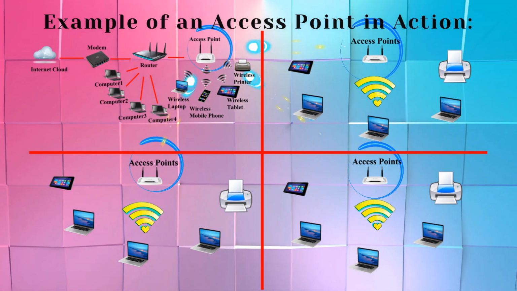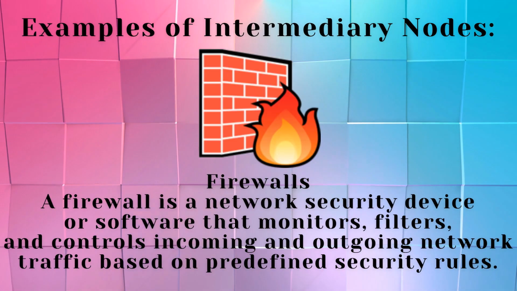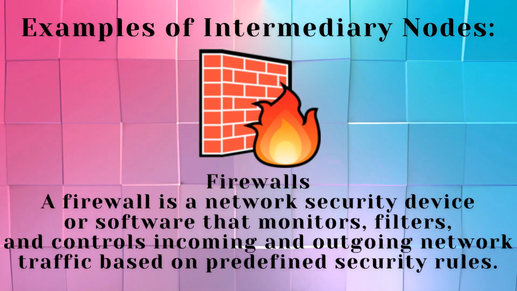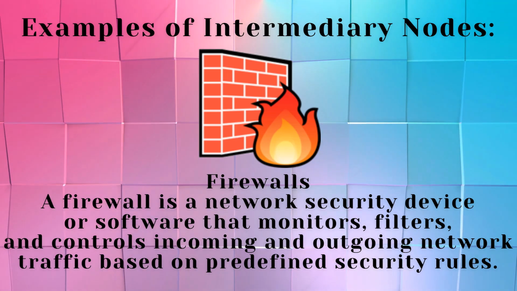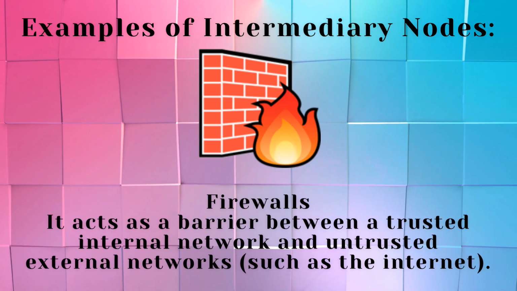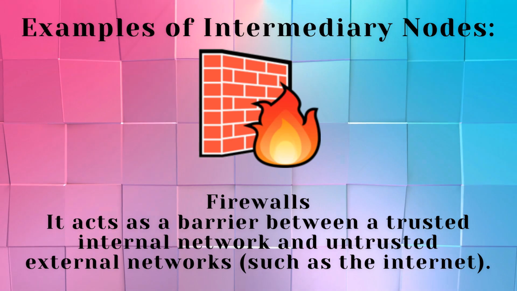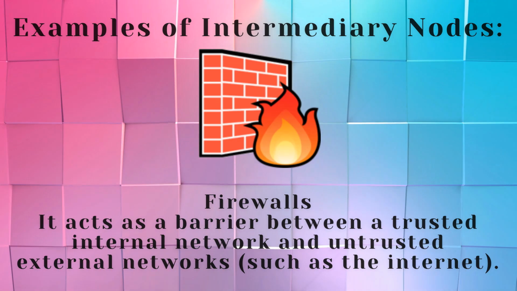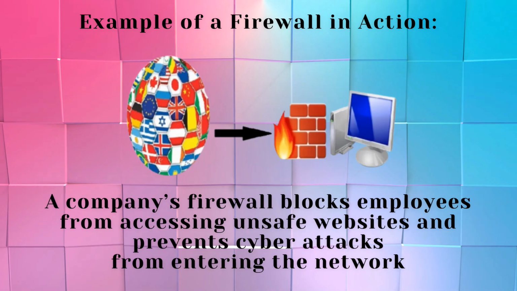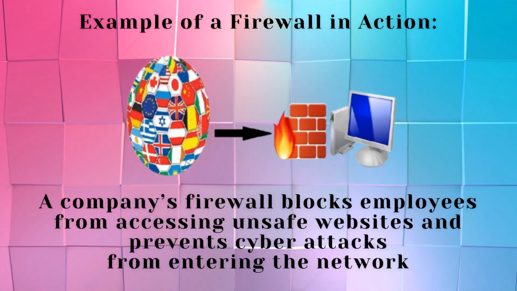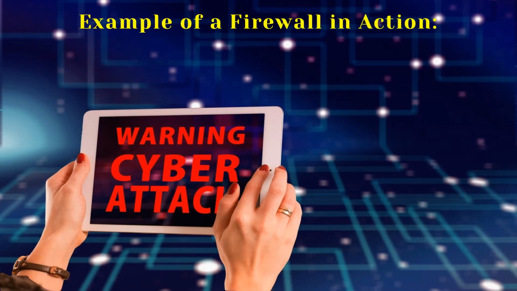In a large office or school, multiple access points are installed to ensure seamless Wi-Fi coverage across different rooms and floors. Firewalls. A firewall is a network security device or software that monitors, filters, and controls incoming and outgoing network traffic based on predefined security rules. It acts as a barrier between a trusted internal network and untrusted external networks, such as the Internet. Let's see an example of a firewall in action. A company's firewall blocks employees from accessing unsafe websites and prevents cyber attacks from entering the network.